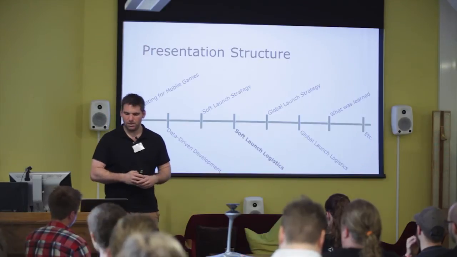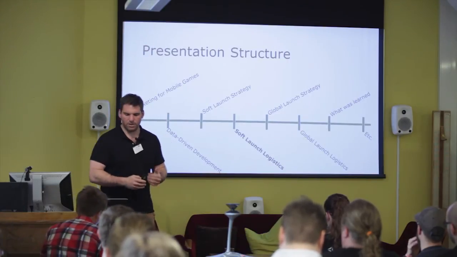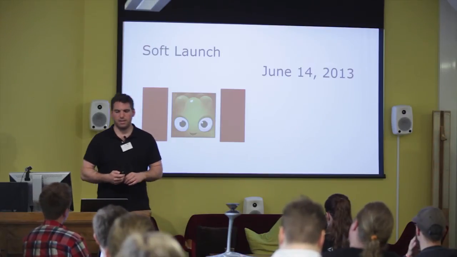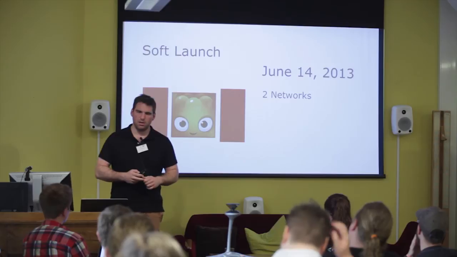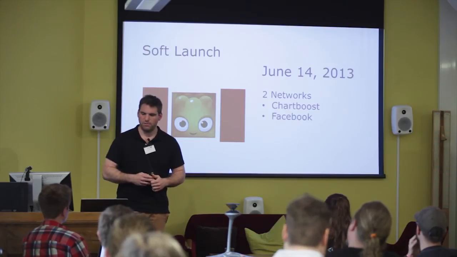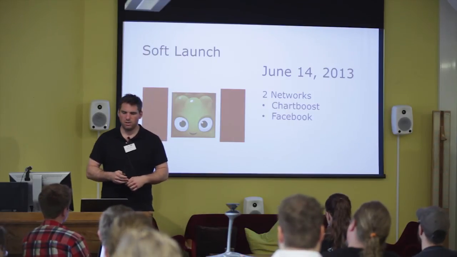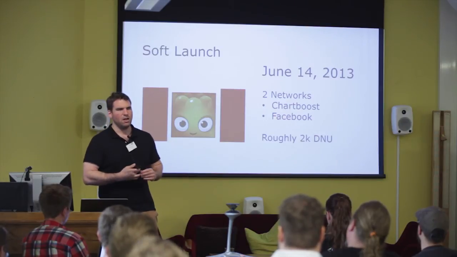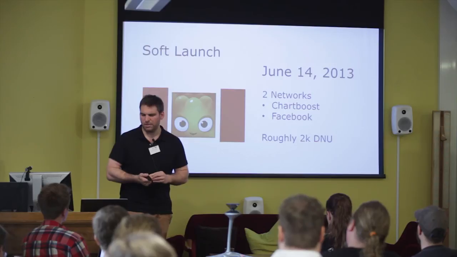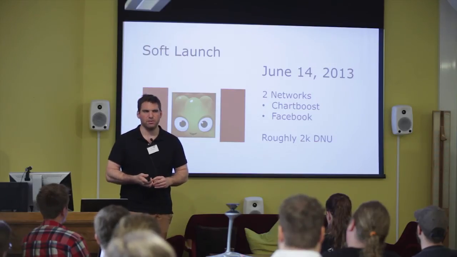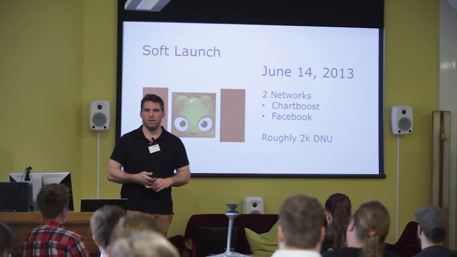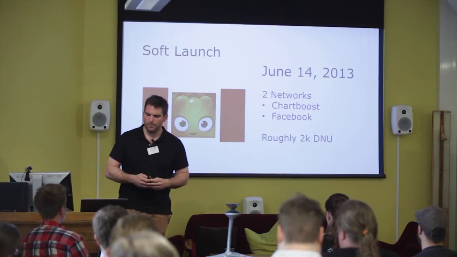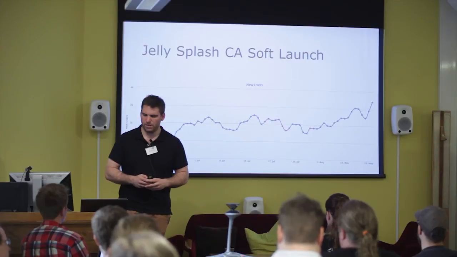Now, talking about the actual logistics of the soft launch of Jelly Splash. We soft launched it in Canada on June 14th on 2 networks, Chartboost and Facebook. I think that's pretty normal. We achieved roughly 2K DNU. When we've done soft launches since, we've had to use more than just 2 networks because it's getting competitive in Canada and it's really hard to get enough users to make decisions about. That would be up to you, which other networks you use.